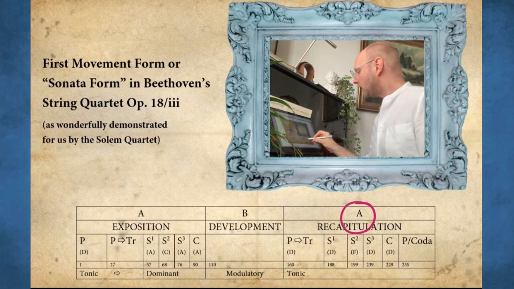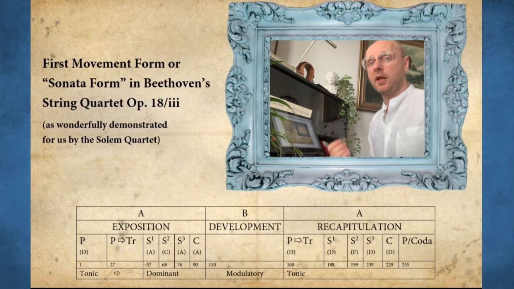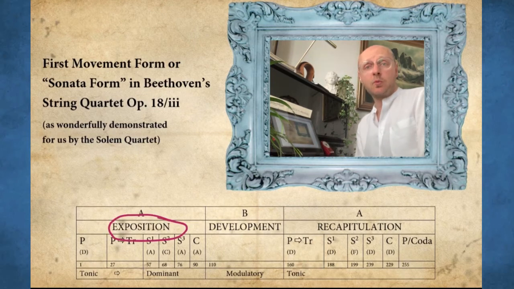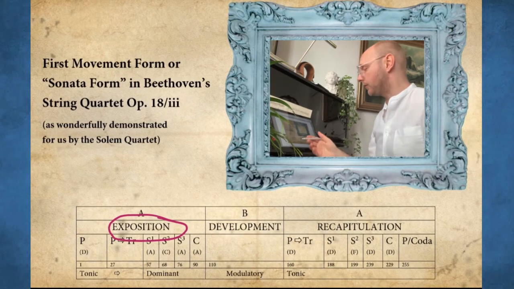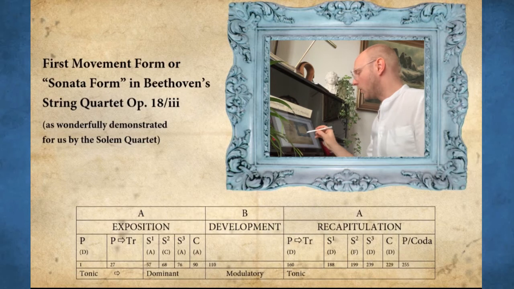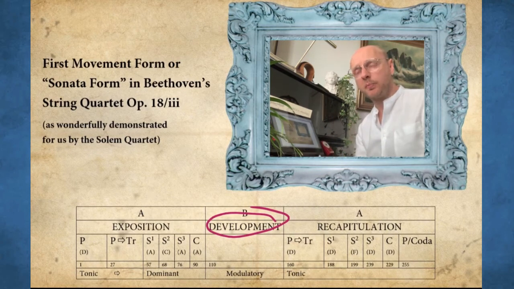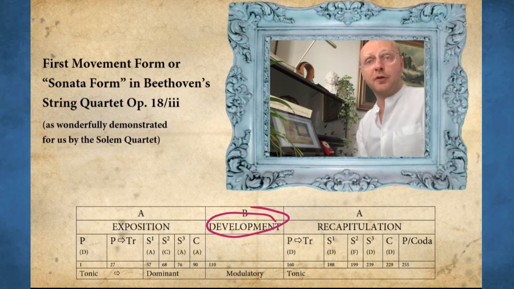The A and the B and the A section actually have other terms associated with them because they each have unique functions, even though the A sections at the beginning and the end are very, very similar. The opening A section tends to be called the exposition because this is where all of these different themes which we hear are exposed. It's where they're introduced. We then have the development section, where these themes are often broken down into their constituent parts. They are given new harmonies. It is a really, really dramatic section. It can often be very, very turbulent for reasons that we'll come to shortly.